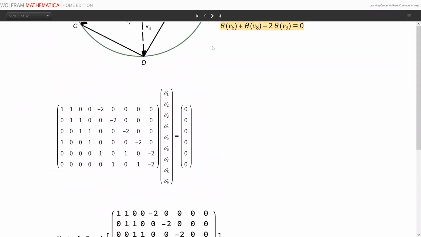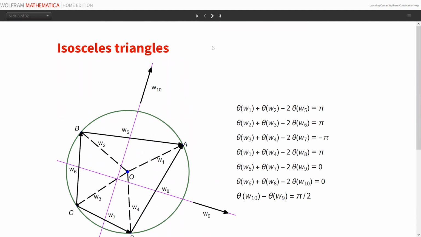So if we think in terms of isosceles triangles, we're going to get a couple of differences. One, we're going to have something other than 0 on the right-hand side. There's some pi's and minus pi's distributed there. But also our 2 final bisectors are clearly not pointing in the same direction. So I've separated them out. I've got W9 and W10. W9 is the bisector of W5 and W7. W10 is the bisector of W6 and W8. And I've created an equation that says they're a specific angle, actually pi by 2, apart.